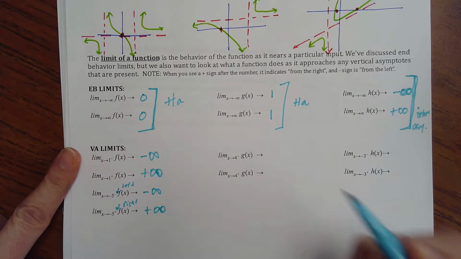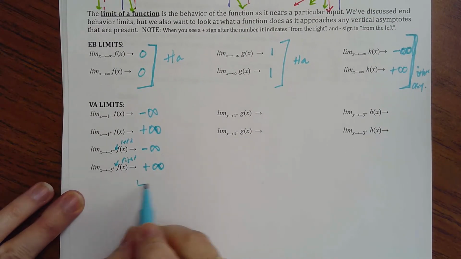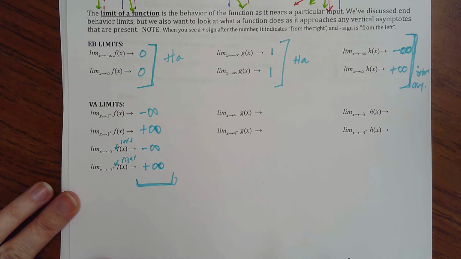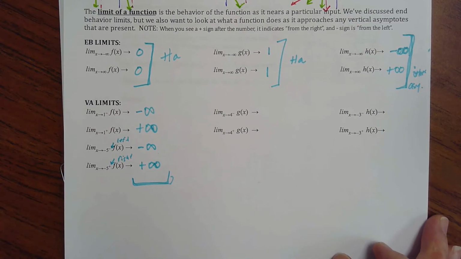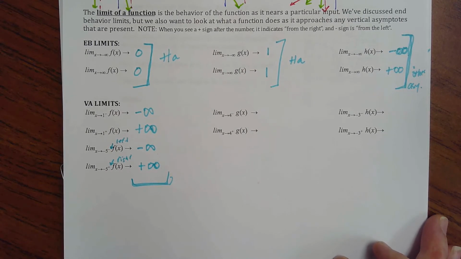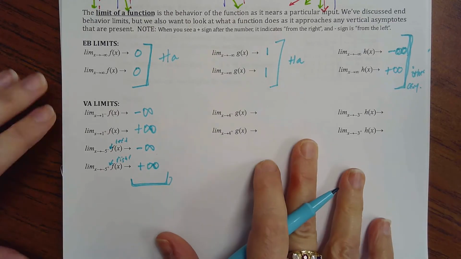What's nice about vertical asymptotes is the answers are always going to be either infinity or -infinity. Those are always going to be your choices for what happens. Because obviously, if you have a vertical line, the graph is going to approach it only from two different directions. Either it's going to go up forever or down forever.